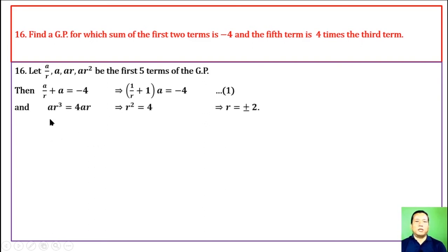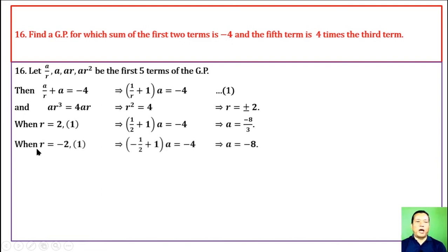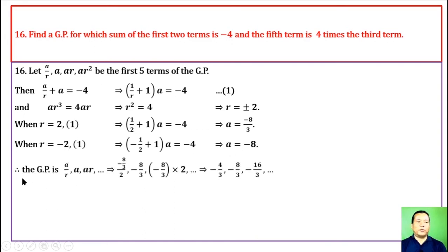Solving, we get equation 1. And the fifth term is 4 times the third term, that is a r to the power 4 is equal to 4 times a r squared. We get r squared equal to 4. Solving, r equal to plus minus 2. When r is 2 in equation 1, we get a equal to minus 8 by 3. When r is minus 2 in equation 1, we get a is minus 8. Therefore, the GP is a by r, a, a r.